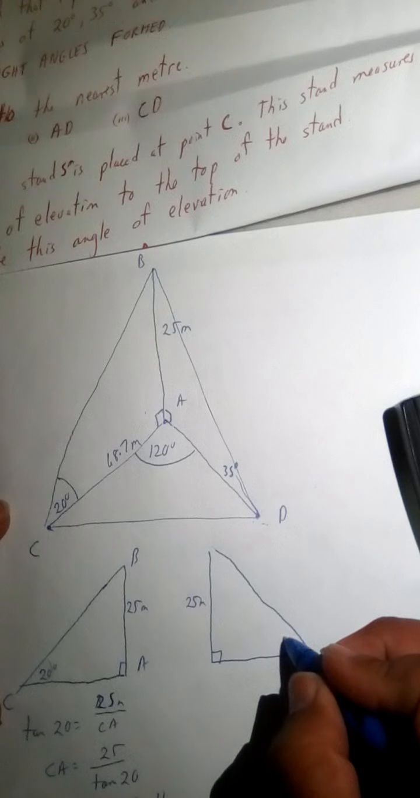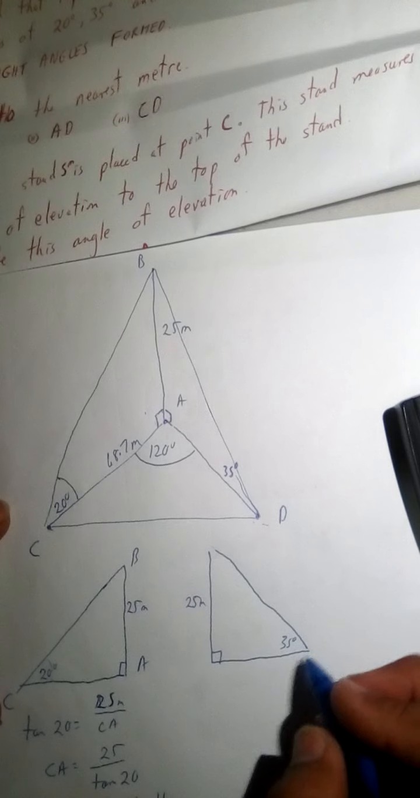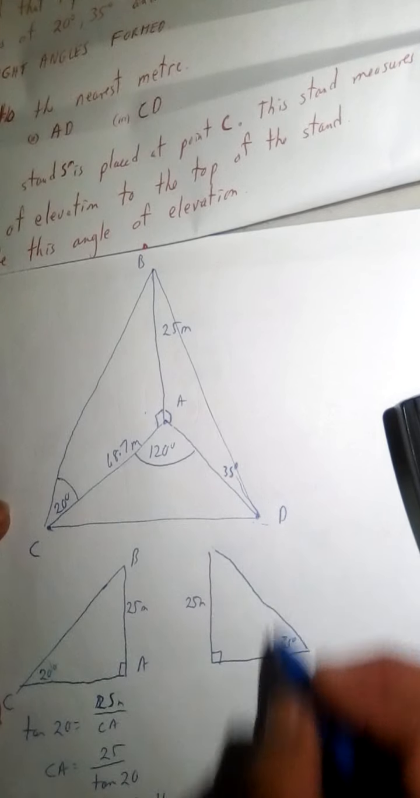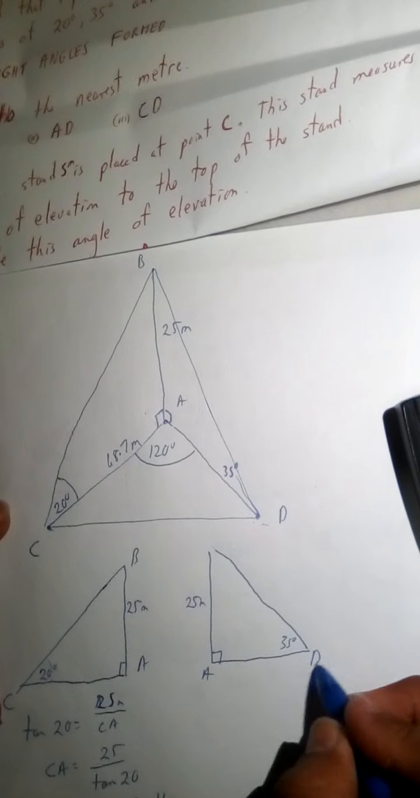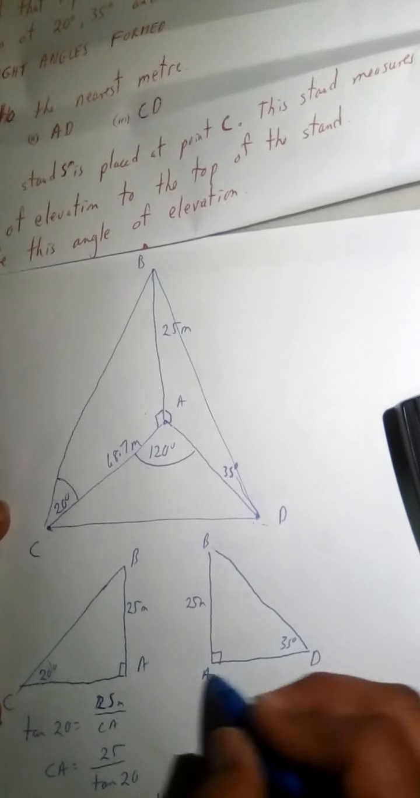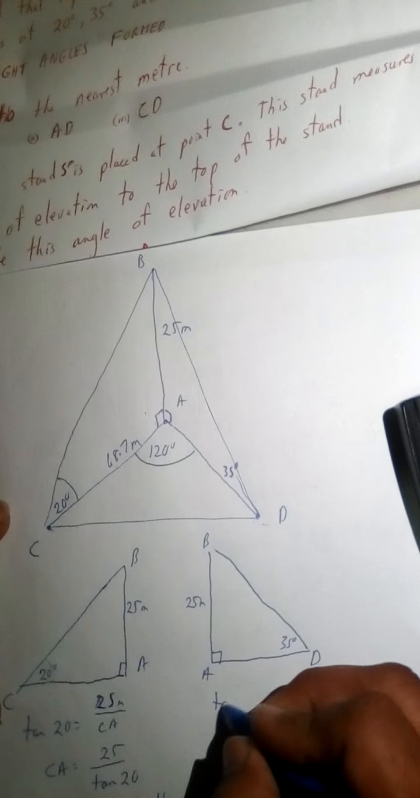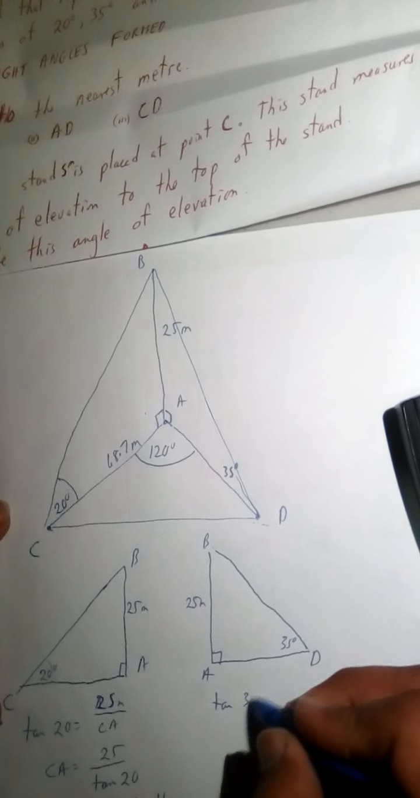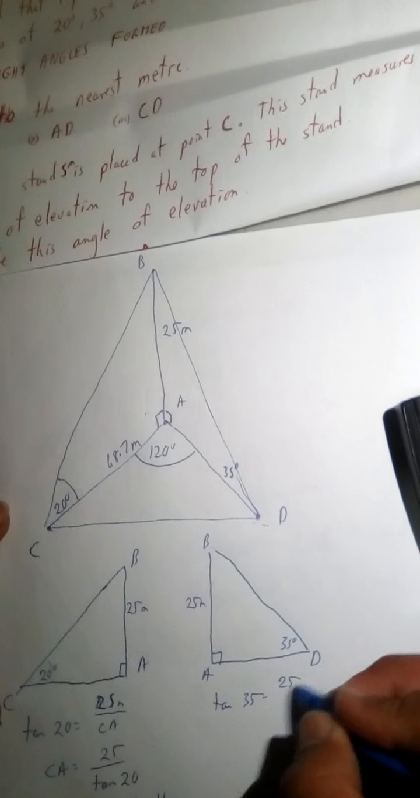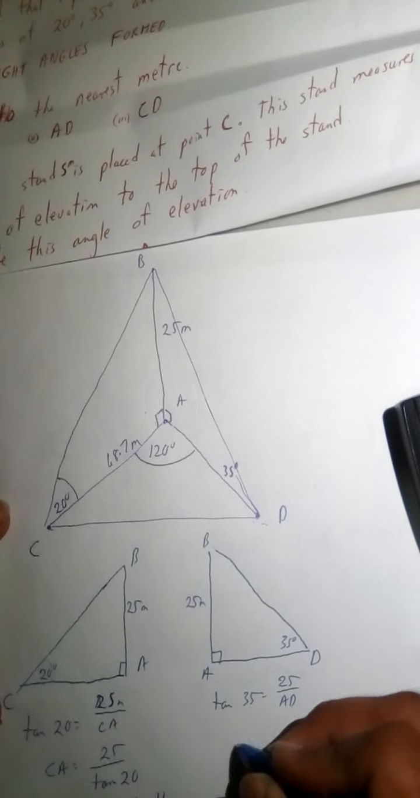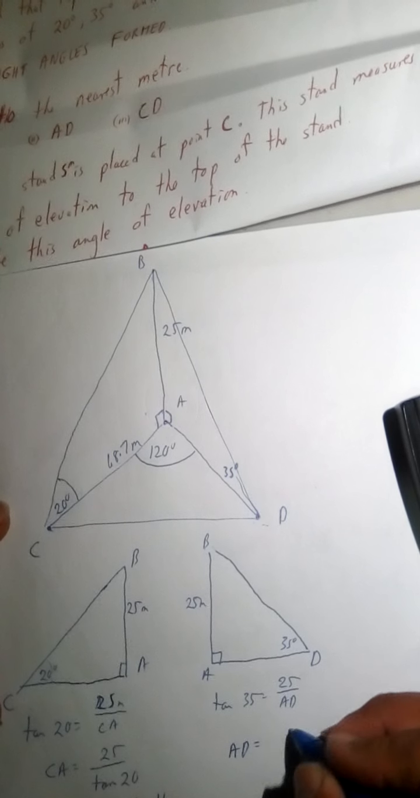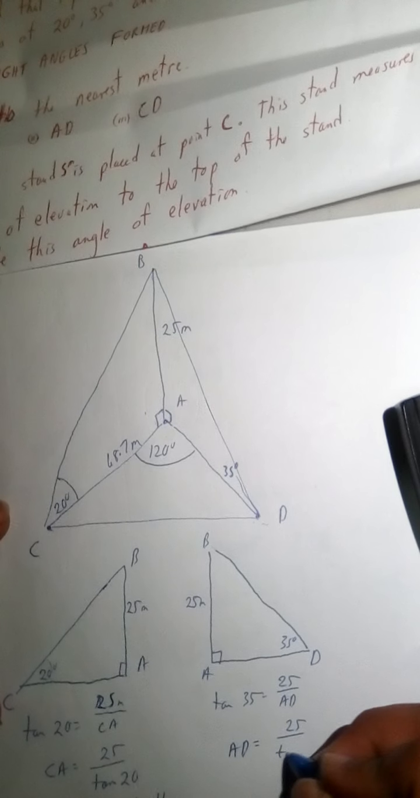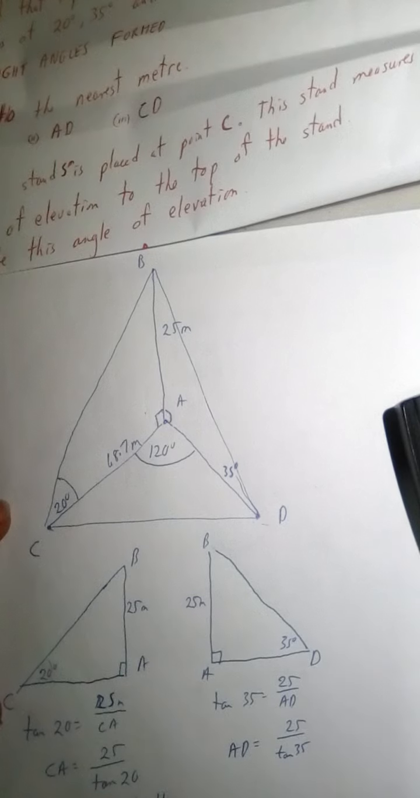We have the angle here to be 35. So now we want this length, which is AD. Here's A, here's D, here's B. We're going to use tan again. So tan of 35 is going to equal 25 over AD. So AD is going to equal 25 over tan 35.